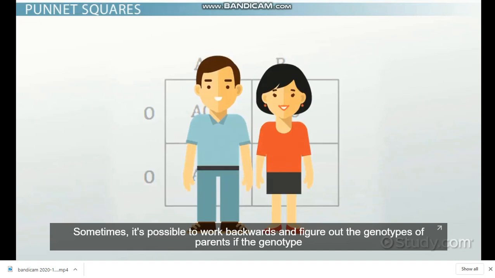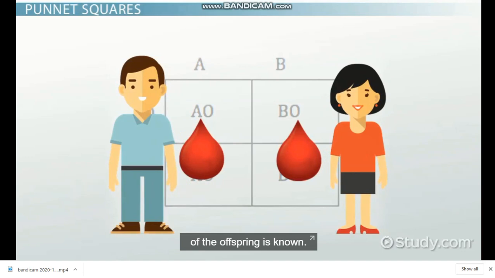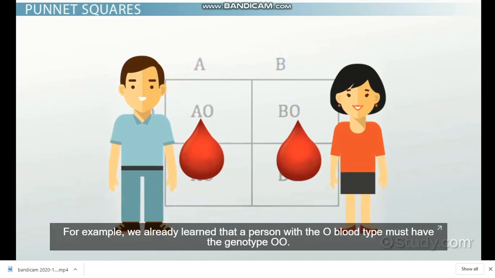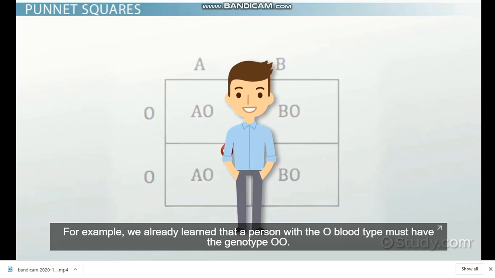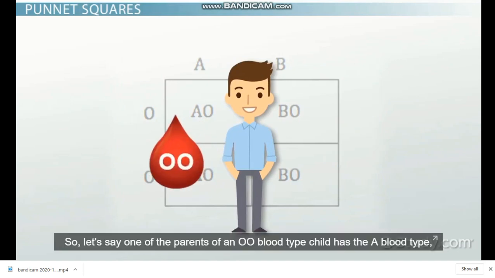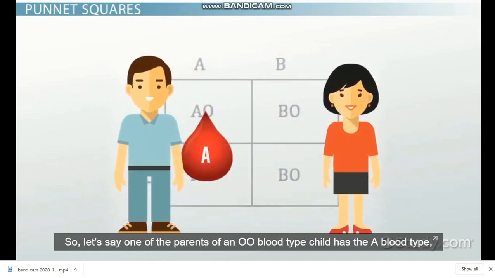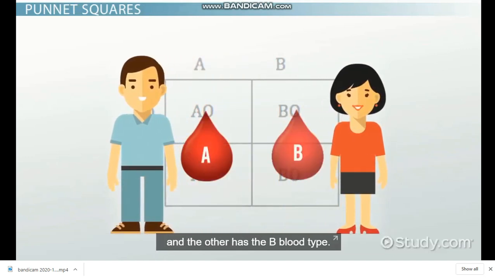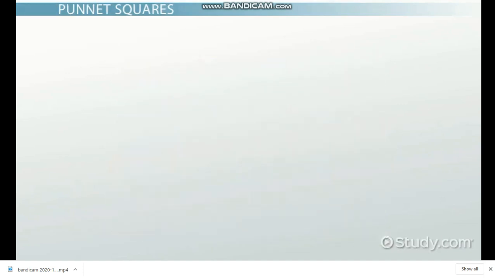Sometimes it's possible to work backwards and figure out the genotypes of parents if the genotype of the offspring is known. For example, we already learned that a person with the O blood type must have the genotype OO. So let's say one of the parents of an OO blood type child has the A blood type, and the other has the B blood type. The genotypes of the parents must be AO and BO, because they each had to give the child one O allele.